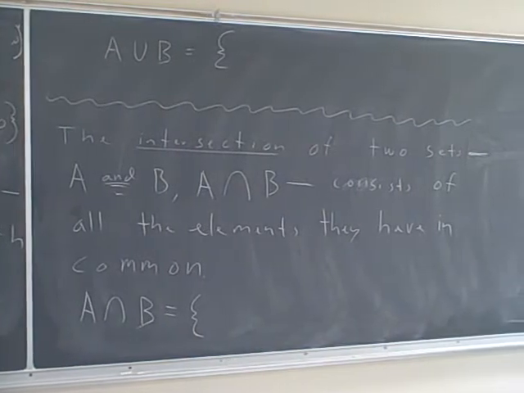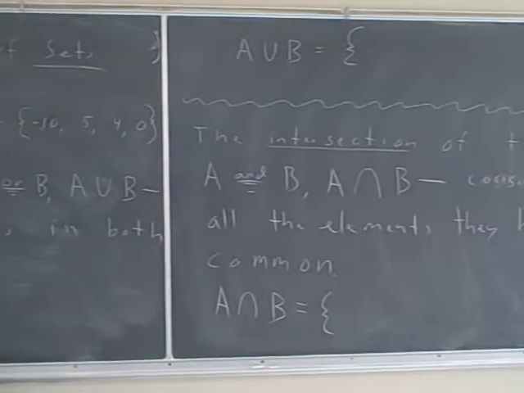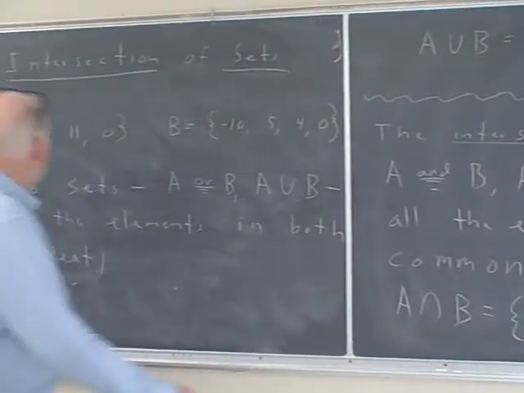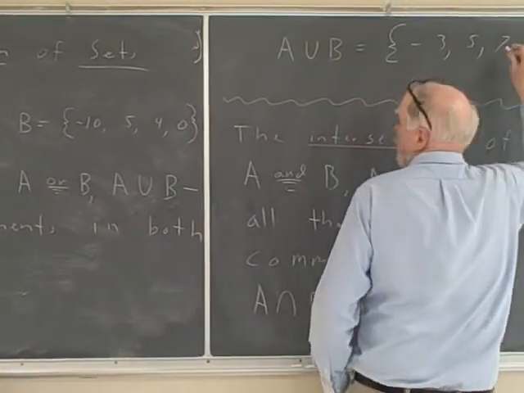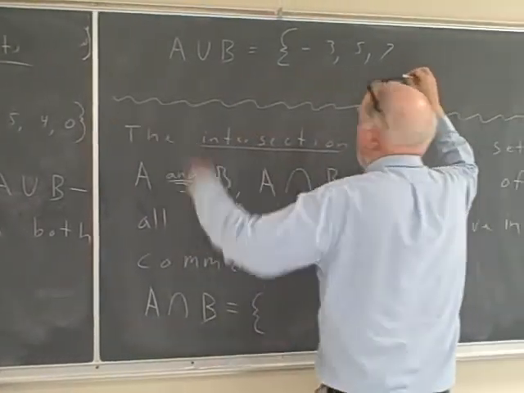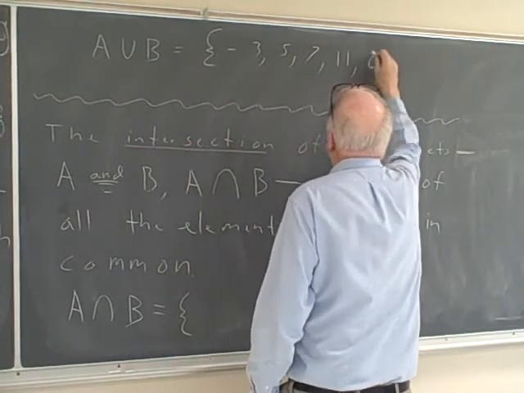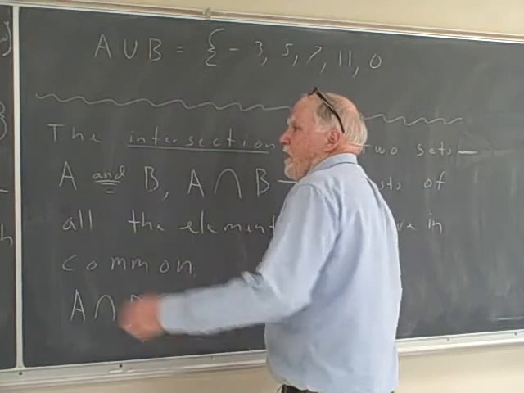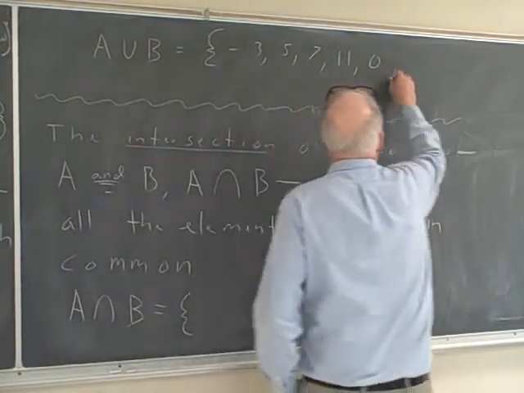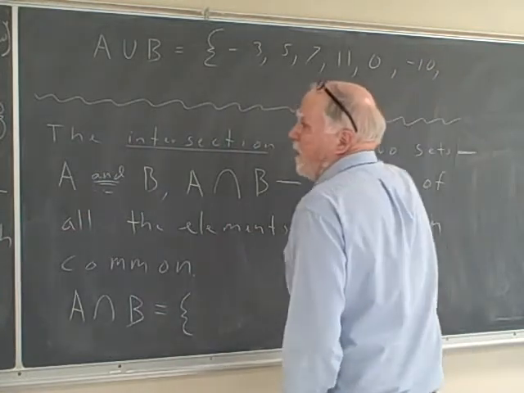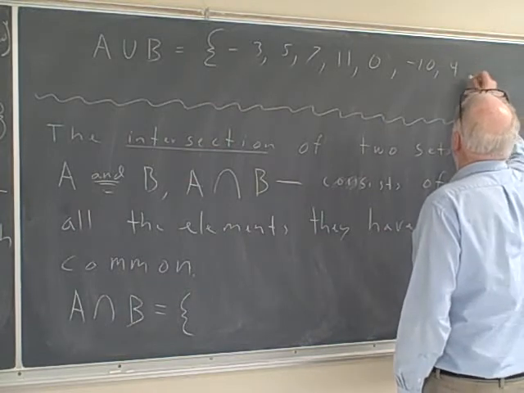And so I have to include what? If I go back here and I look at that other set, if you've stopped the video and copied down the sets, which you should, I've got -3 in that first set, 5, 7, 11, 0. That's all the integers in the first set. I have to include the integers in the next set. -10, I have to include that. 5, we don't need to include that. That will be a repeat. And it's 4. 4 is not a repeat, but 0 is a repeat.